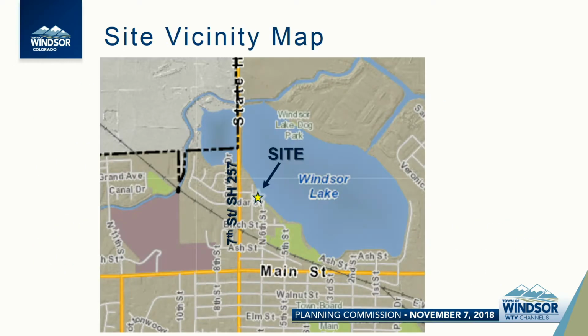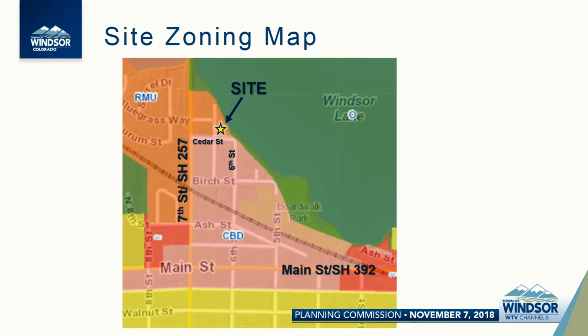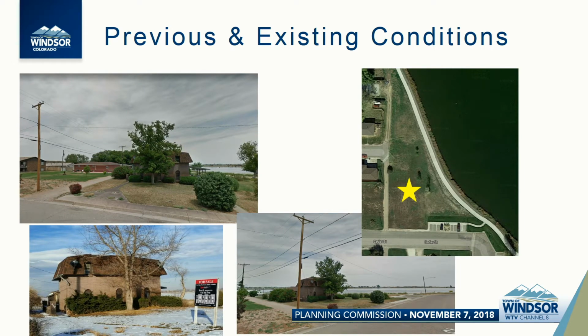This site is located just west of Windsor Lake, east of 7th Street, Highway 257. It's also north of Cedar Street and south of Cedar Court. The property is zoned residential mixed use, and it is just north of the Central Business Zone District. The property once had a single-family residential structure on it, and that was demolished several years ago, and this property continues to be vacant, and the applicant is proposing 6 multifamily units on the property.